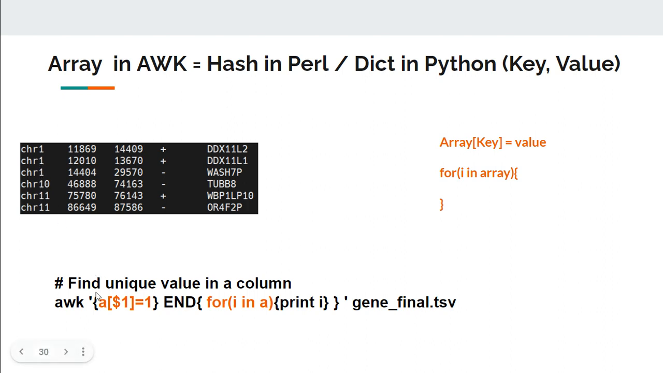So this way, indirectly, by pushing the data into a hashed array, using these values as the keys of the array, we can remove the duplicates. This is the trick we can use. Once everything is done, in the END block, finally we print using a for loop: for I in a, print I. So basically this will print the unique values.